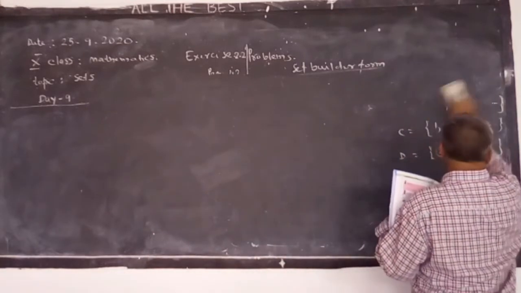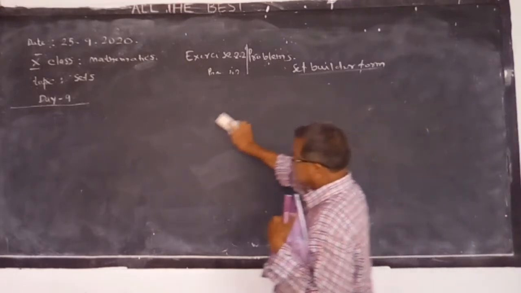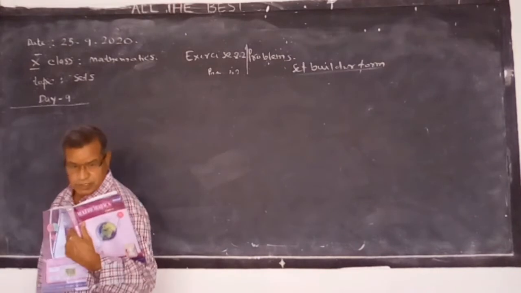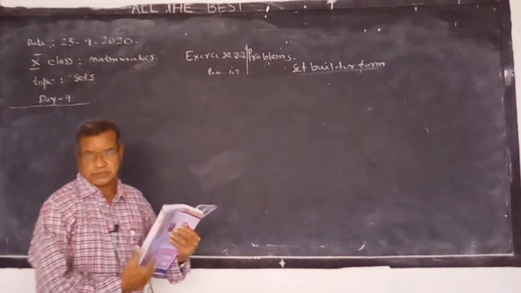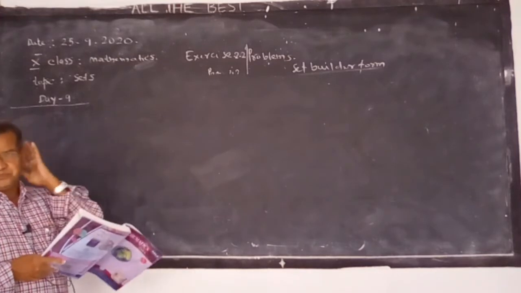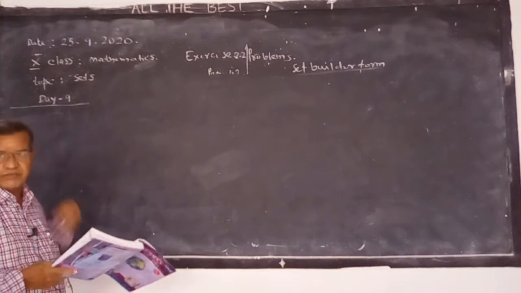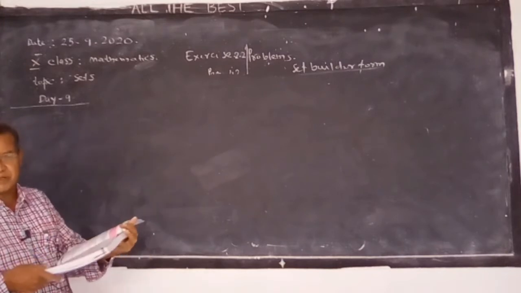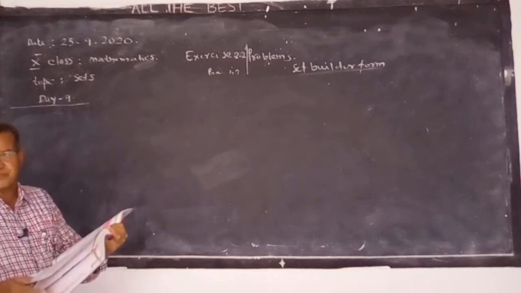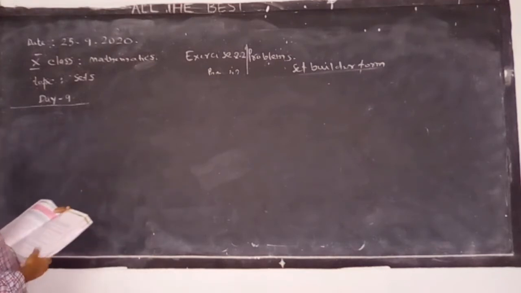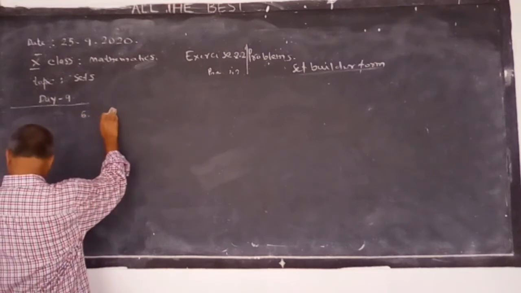You need not write all elements. Write simply the name of the set. Their names are given: for even numbers, set A, set B. For natural numbers A given, for odd numbers C given, for prime numbers D given. So you can write the symbols, enough. Sixth also, one question I will explain to you.